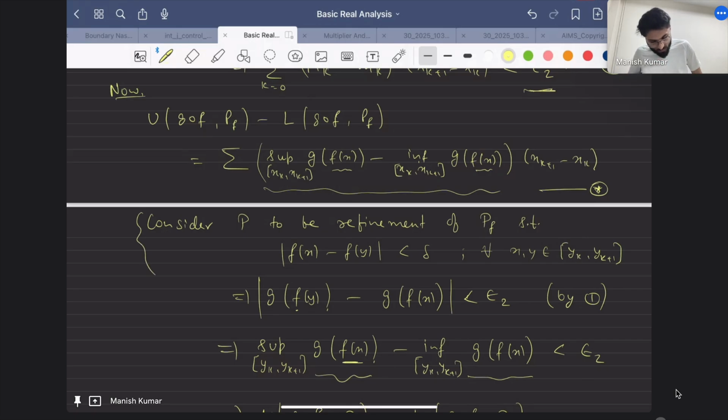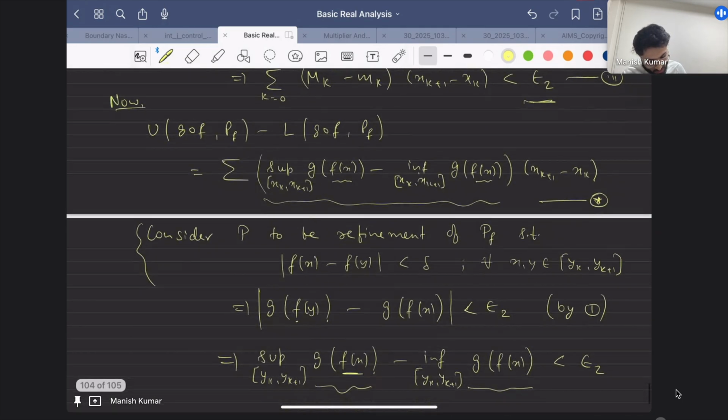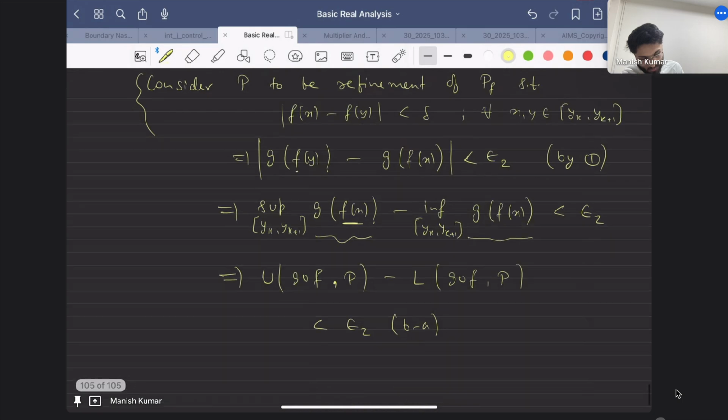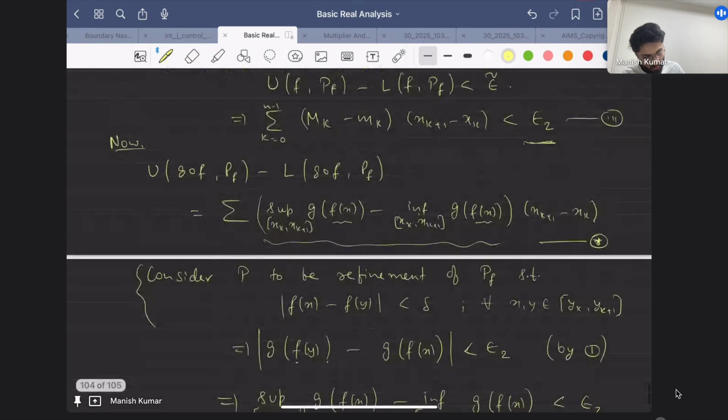So you understood. The goal is clear: if I can find a partition where this function is very close, then everything follows. Okay, but this you cannot guarantee, right? And here you will use this fact. Okay, so I think I just wrote it in a wrong way probably.